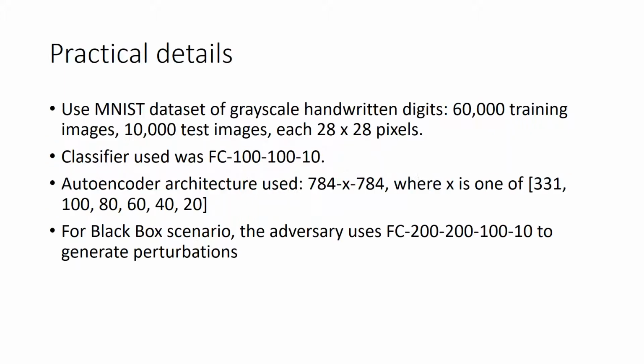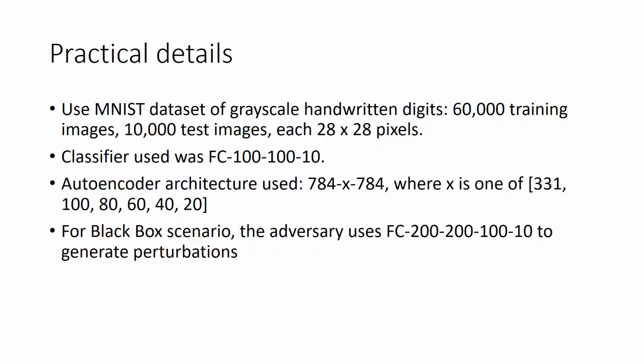Implementation details. I use the MNIST dataset, which consists of 60,000 training images and 10,000 testing images of 28 by 28 pixel, grayscale, handwritten digits. Each image is labeled by a digit between 0 and 9.